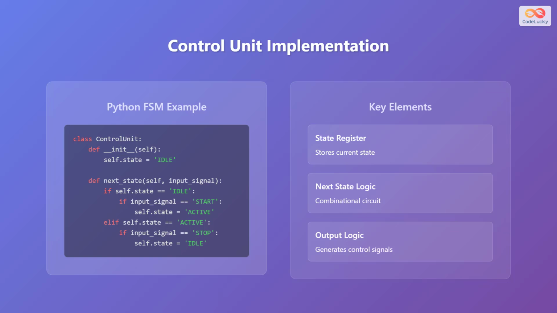Shown here is a Python example showing a class called control unit. The class shows initializing the state to idle, and then a method called nextState to determine the next state of the system. Key elements include state register that stores the current state, next state logic, which is a combinational circuit, and output logic that generates control signals.